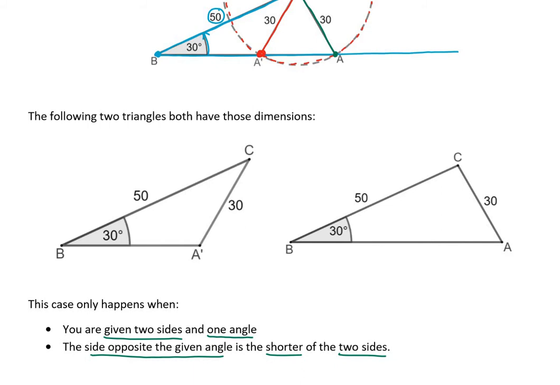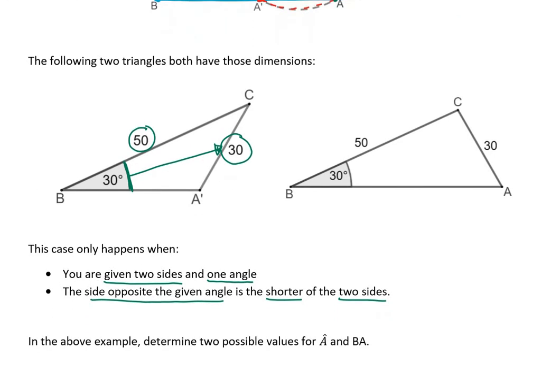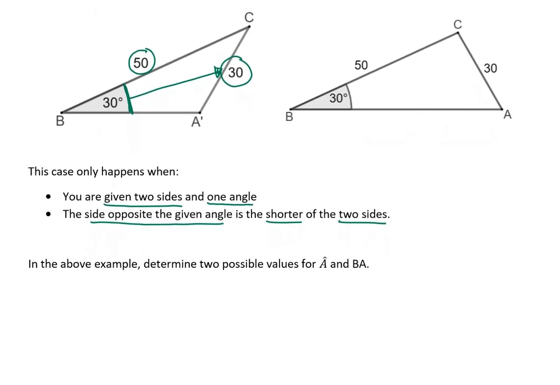So let me just say that again. I was given the lengths of two of the sides and I was given an angle, but the angle was opposite the shorter of the two sides. And hence, there are two possibilities that could have been drawn. Now the hard part is knowing to look for two possibilities. Actually working out the maths behind the two possibilities is really easy.